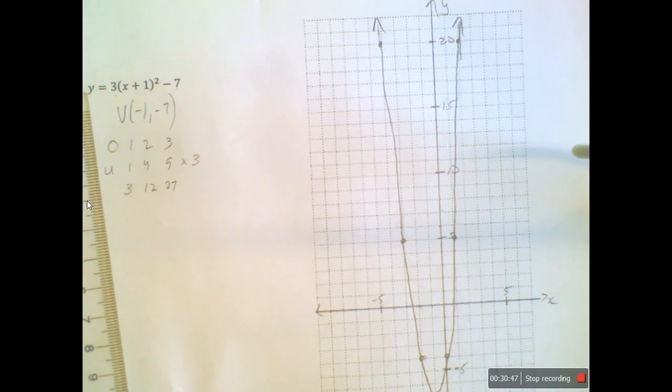So you know where the vertex goes. You know how things change from there. And you should be able to graph just about anything, any parabola. Any questions?